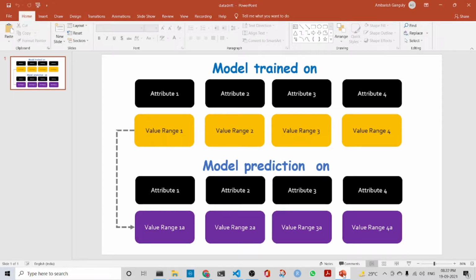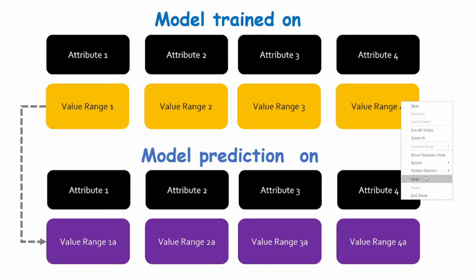Hi, this session is about data drift. So, what happens in data drift is, suppose a model is trained on attributes 1 to 4, and they have value range 1, value range 2, value range 3, value range 4, and suddenly the data changes and the range of the data for the attributes changes to different ranges, say 1a, 2a, 3a and 4a.